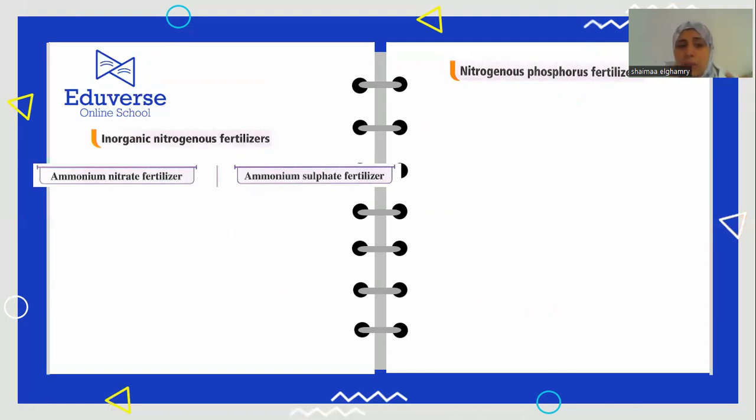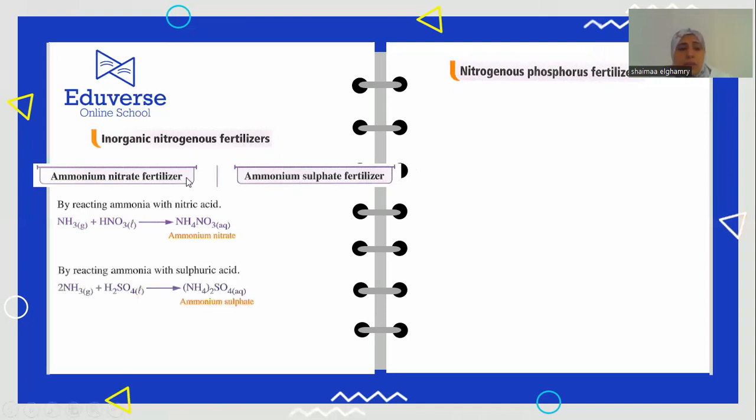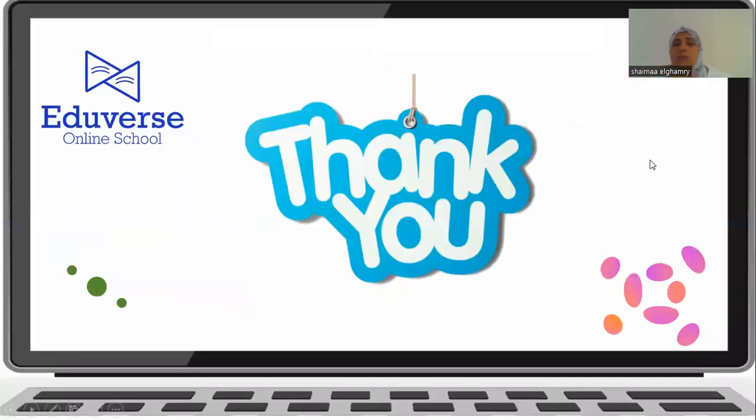How to prepare ammonium nitrate fertilizers? By reaction between nitric acid and ammonia gas. Nitric acid and ammonia gas give us NH4NO3, which is used as a fertilizer, or by reacting ammonia with sulfuric acid to form ammonium sulfate fertilizer. But ammonium sulfate fertilizer causes acidity of the soil. Nitrogenous phosphorus fertilizer comes from the reaction between ammonia and phosphoric or orthophosphoric acid to form ammonium phosphate.